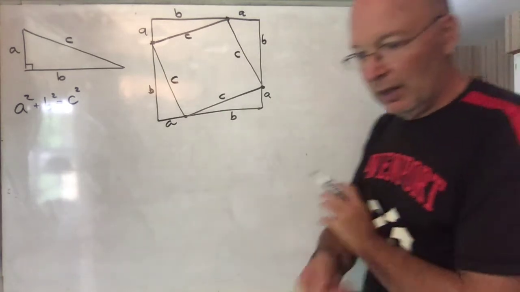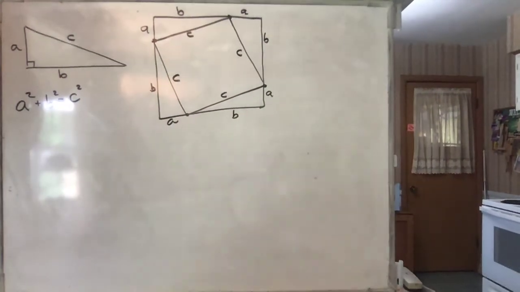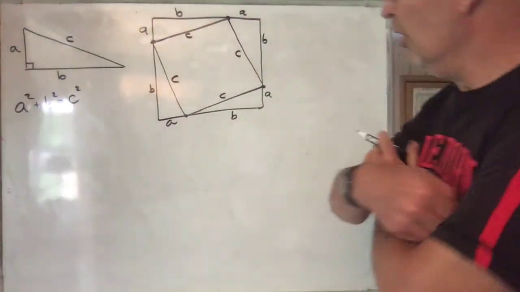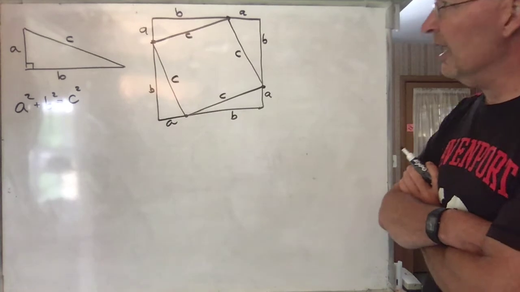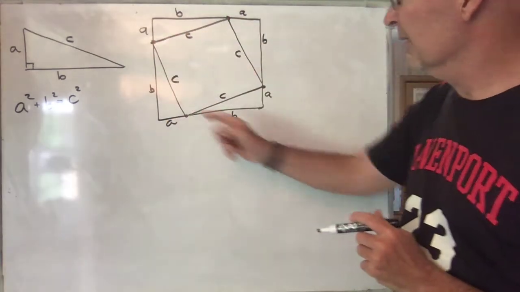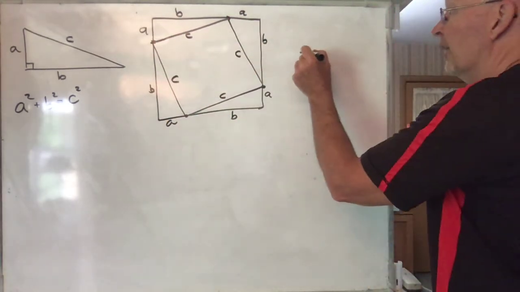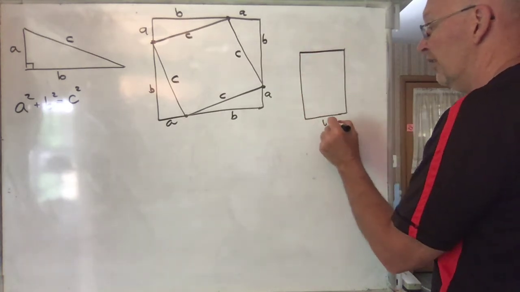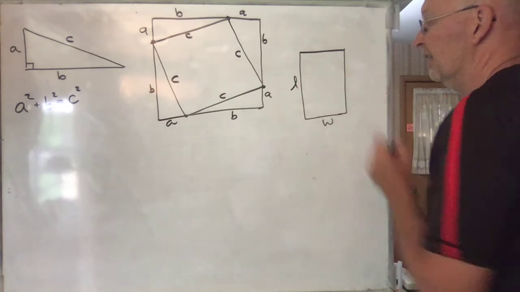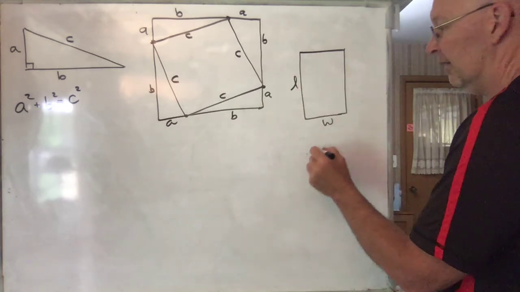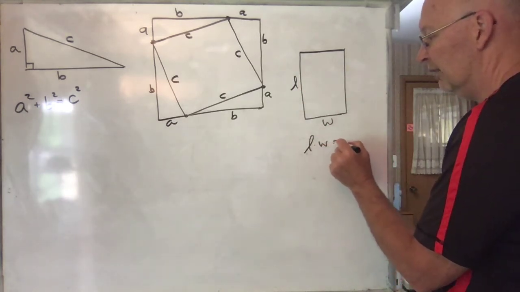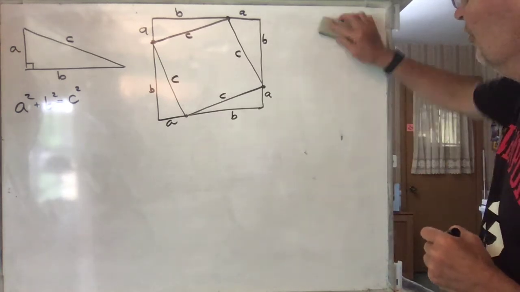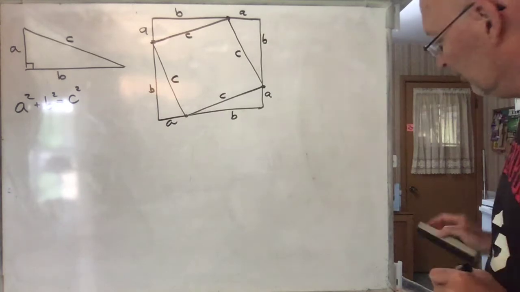Turns out that all I have to do is I ask, what's the area of the big square? And you remember, if you have yourself a rectangle, and the rectangle is, say, the width times the length, then the area of the rectangle is just L times W. L times W gives you the area. Remember that for any rectangle? So that's true for a square as well.